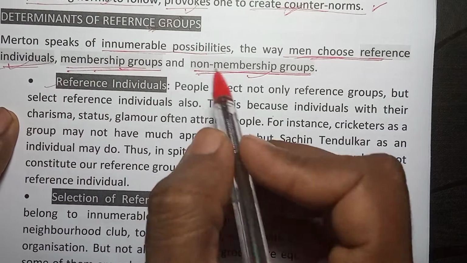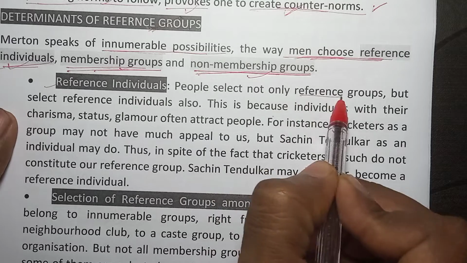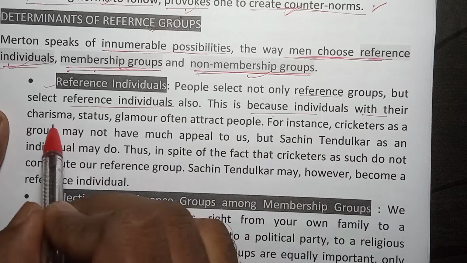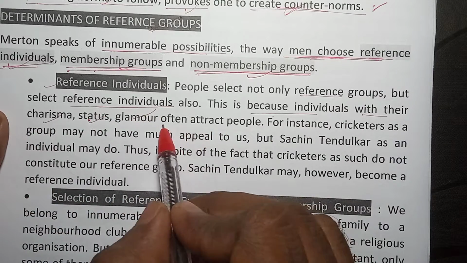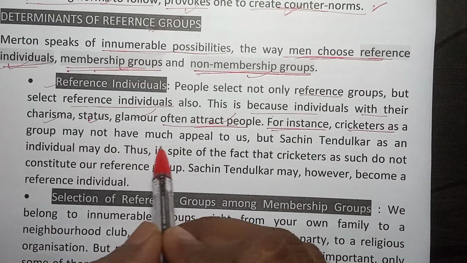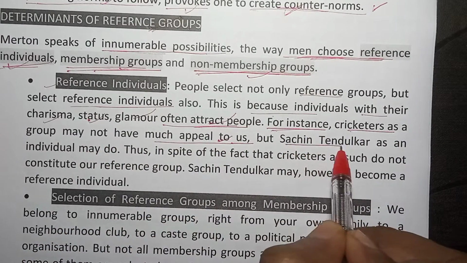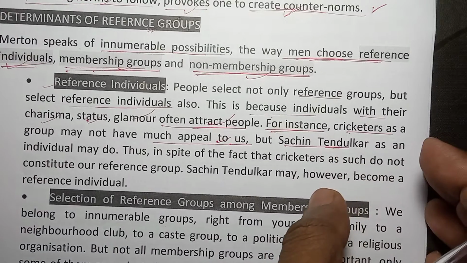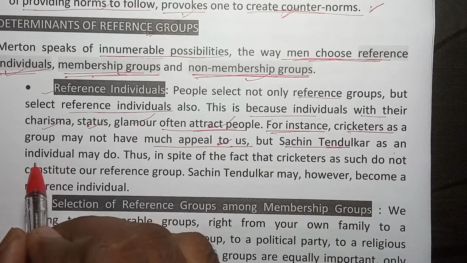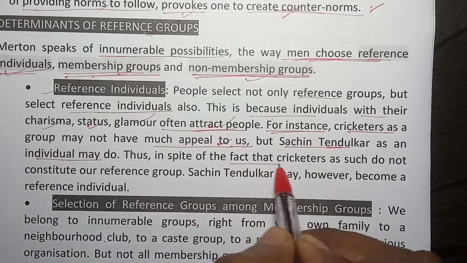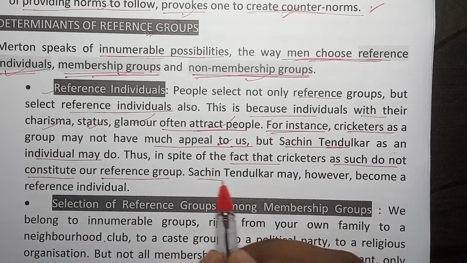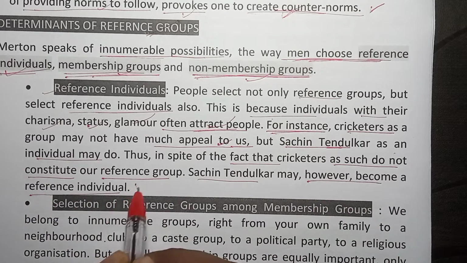Now, reference individuals. People select not only reference groups but also reference individuals. This is because individuals with their charisma, status, glamour often attract people. For example, cricketers as a group may not have much appeal to us, but Sachin Tendulkar as an individual may. Thus, in spite of the fact that cricketers as such do not constitute our reference group, Sachin Tendulkar may however become a reference individual.